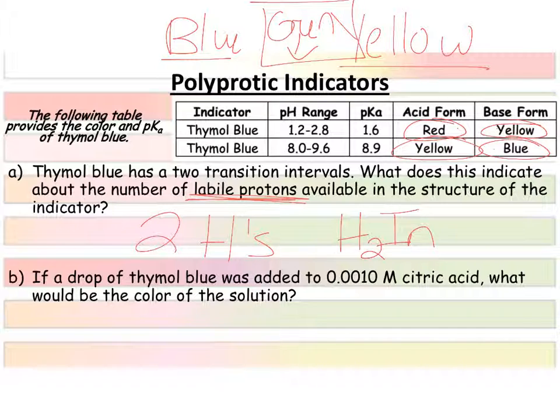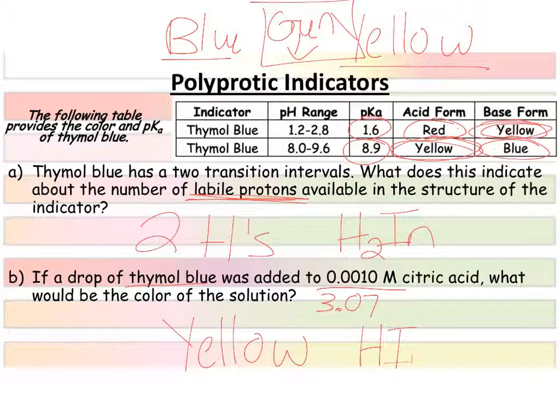So if I added a drop of the thymol blue to my 0.001 molar citric acid solution, what color would it be? Hopefully you remember that my citric acid solution had a pH of 3.07. With a pH of 3.07, it's definitely above the first pKa, but below the second. So it's going to be this intermediate species. So it's definitely going to be yellow. And that is the HIn-.